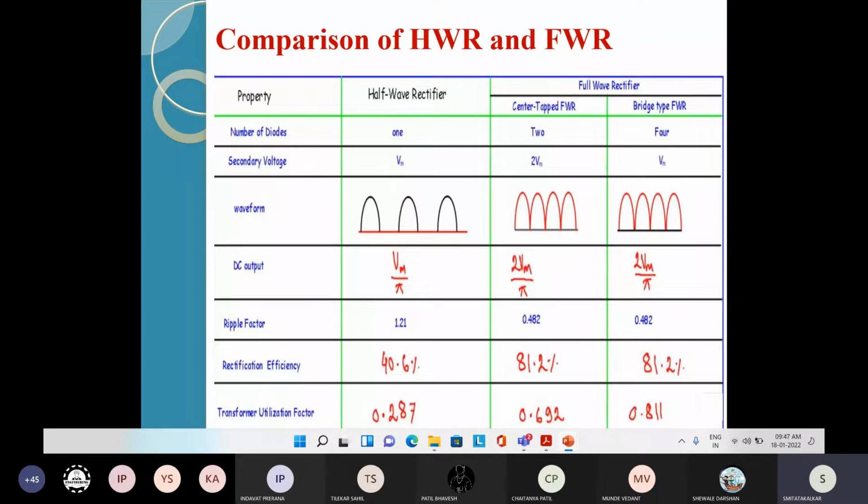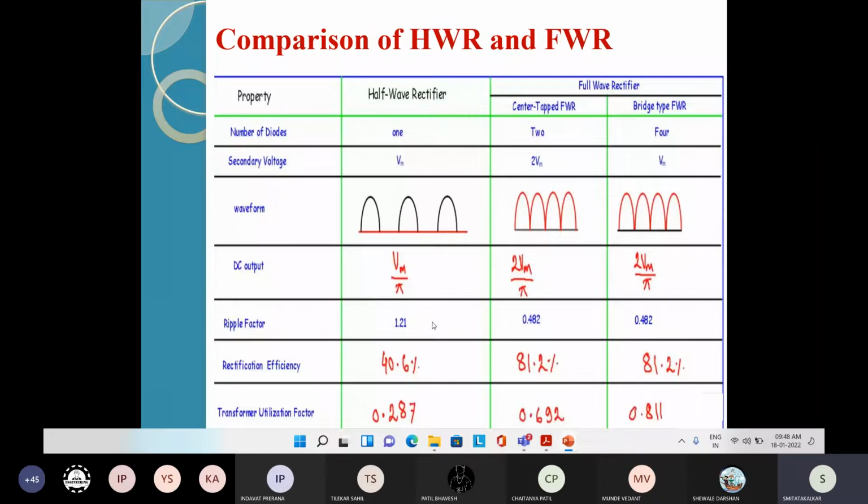That's why the maximum voltage of the half wave rectifier and the bridge wave rectifier is used for rectification, that is, the conversion of alternating current to direct current. Then the output voltage is maximum voltage Vm divided by pi, where pi is 22 by 7 or 3.14. Then here 2 Vm divided by pi, 2 Vm divided by pi.